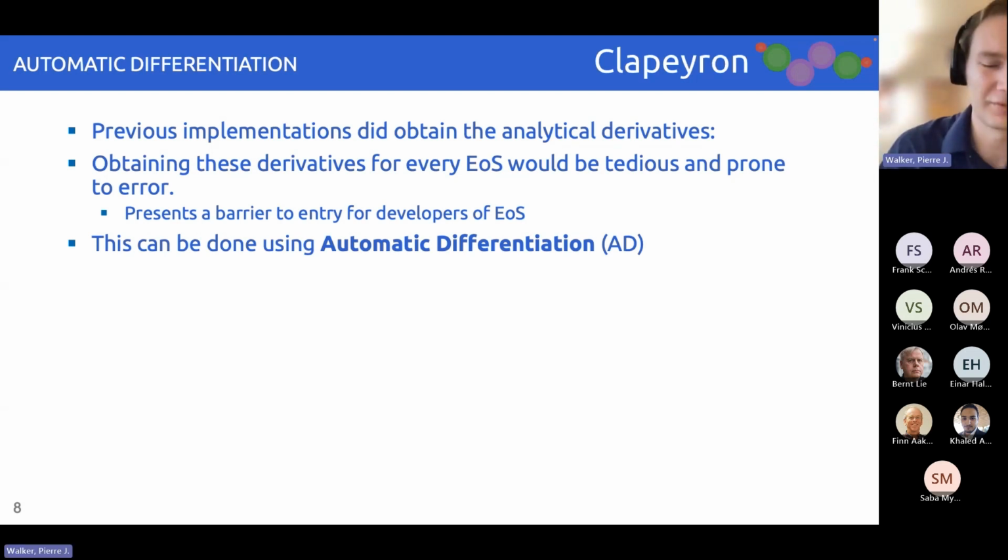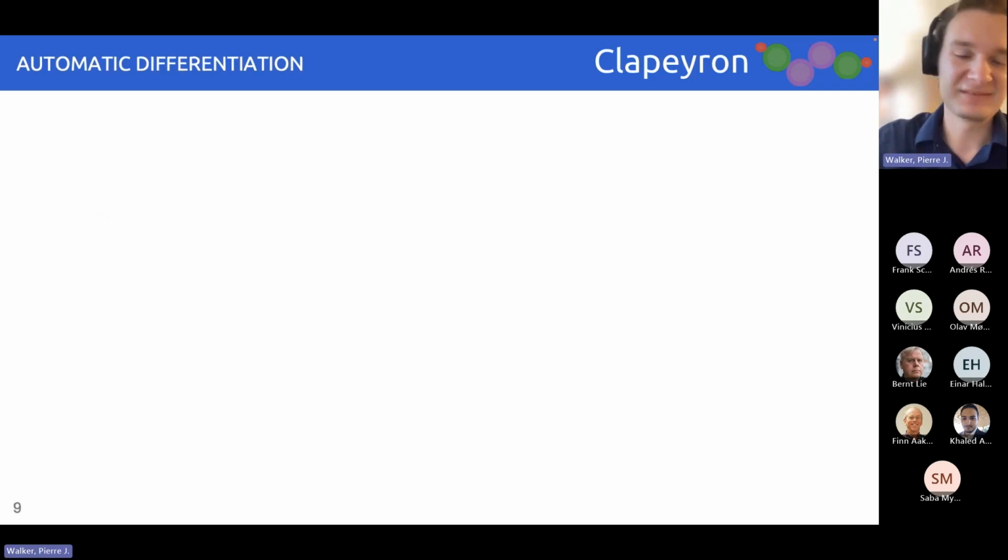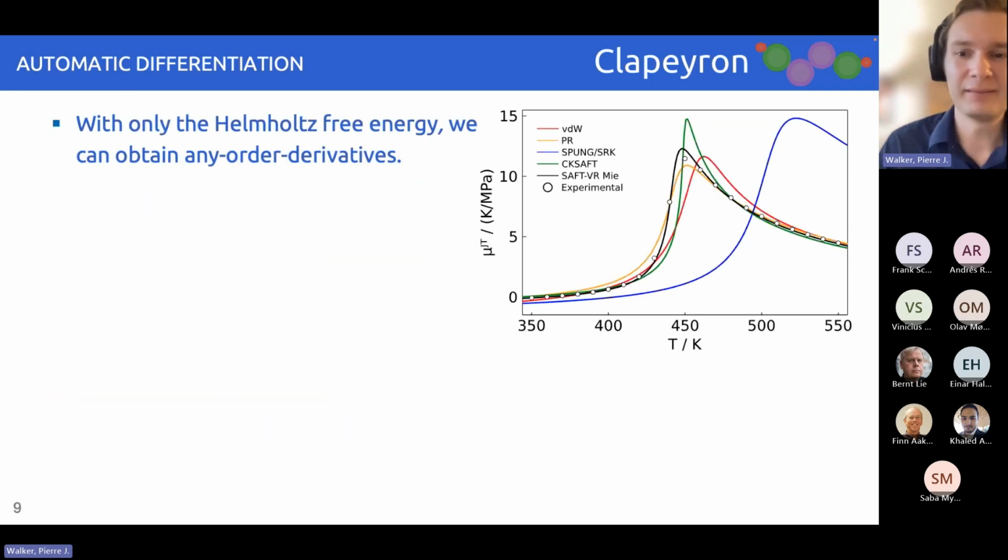Now, as highlighted in the previous talk, Julia has first-class support for automatic differentiation, where, without going into too much detail, these methods allow us to obtain numerically exact derivatives of arbitrary functions without having to do so analytically. This means that from our perspective at Clapeyron, we only need to code up the Helmholtz free energy, and the rest of the derivatives have been abstracted away thanks to AutoDiff, allowing us to obtain all thermodynamic properties for free.